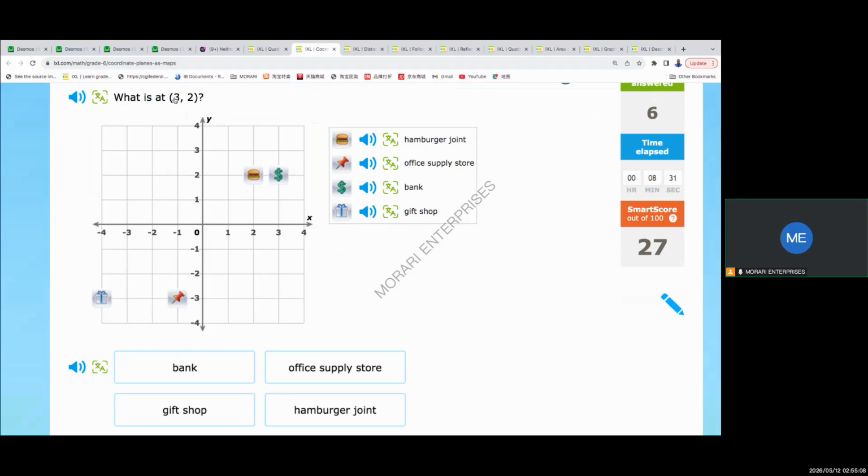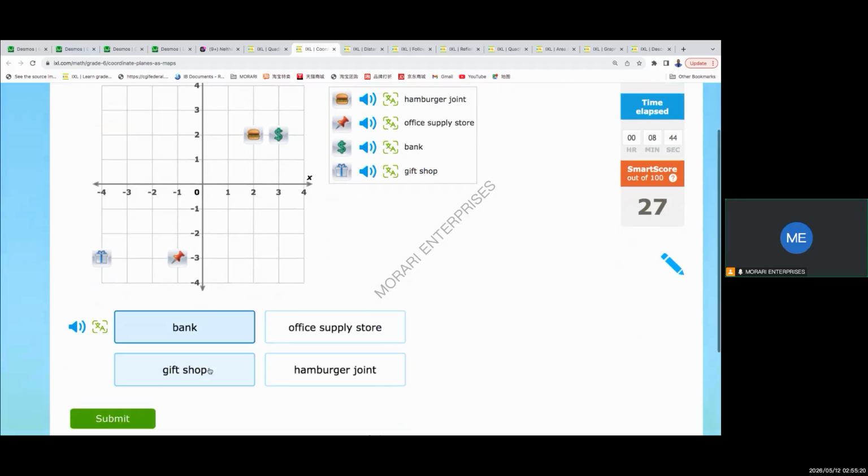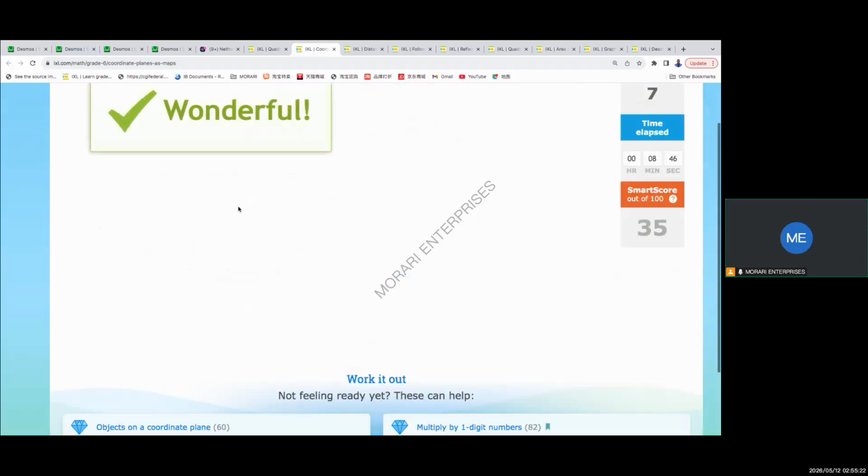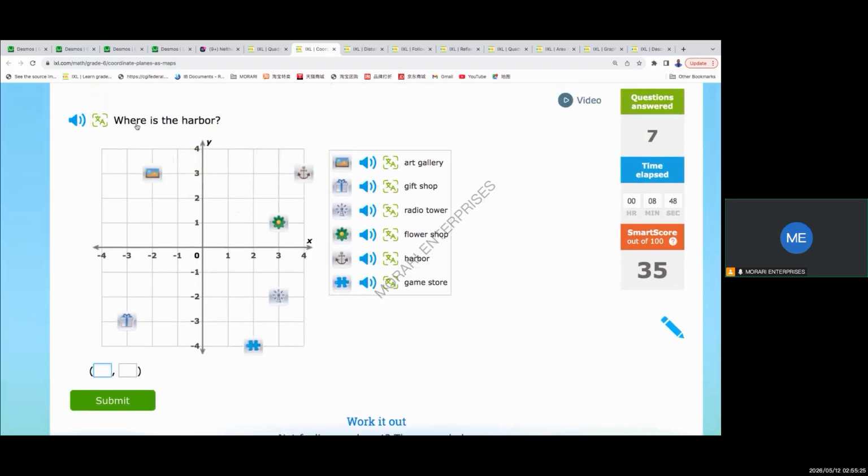So what is at 3, 2? So 3 right, 2 up. 1, 2, 3, 1, 2 up. I see this image. I go to the legend. I see there's a bank. And I choose the bank. And I submit. Correct. One more question.